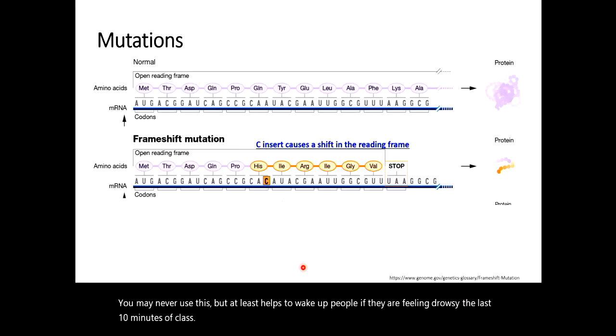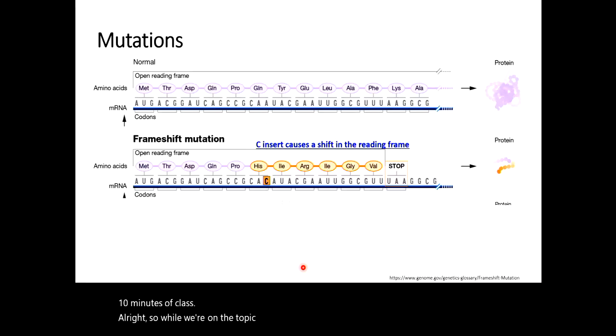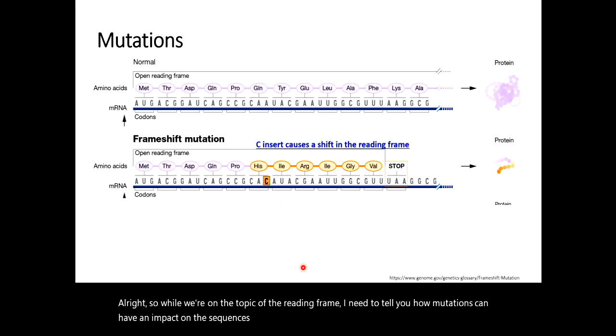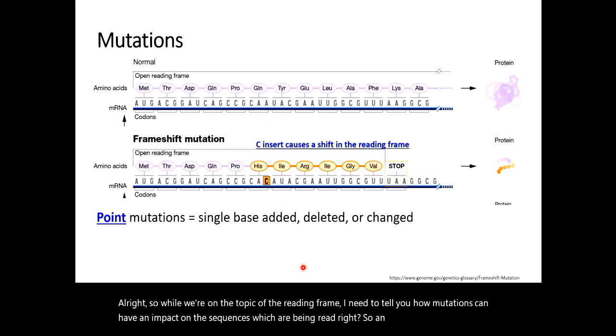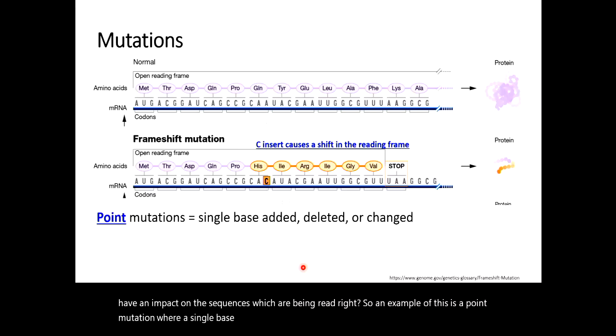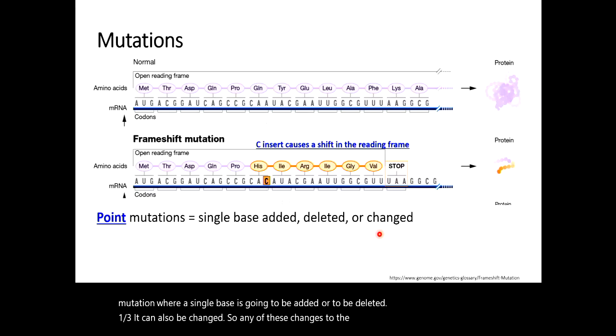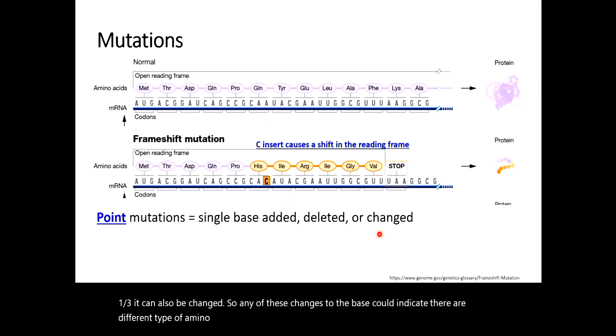Alright, so while we are on the topic of the reading frame, I need to tell you how mutations can have an impact on the sequences which are being read, right? An example of this is a point mutation, where a single base is added, or deleted, or third, it can also be changed. Any of these changes to the base could indicate that a different type of amino acid would be present in that place where a mutation occurs.